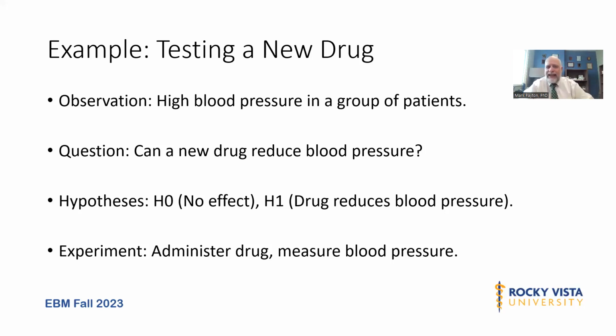All right, so let's do an example here where we're testing a new drug. And we were talking about cholesterol earlier. This time we're going to talk about blood pressure. Okay, so we have high blood pressure in a group of patients. And so we formulate the question, can a new drug reduce blood pressure? The hypothesis, H0 and H1. So the H0 would be no effect, and H1 would be the drug reduces blood pressure.